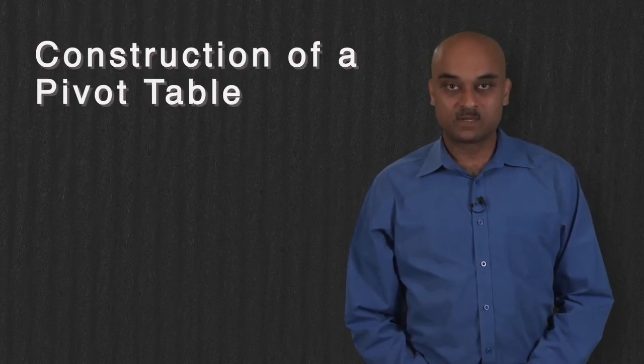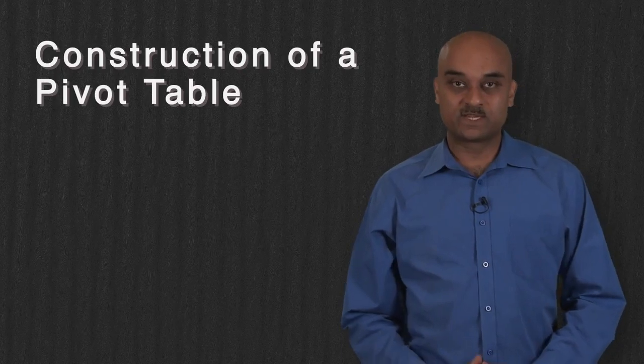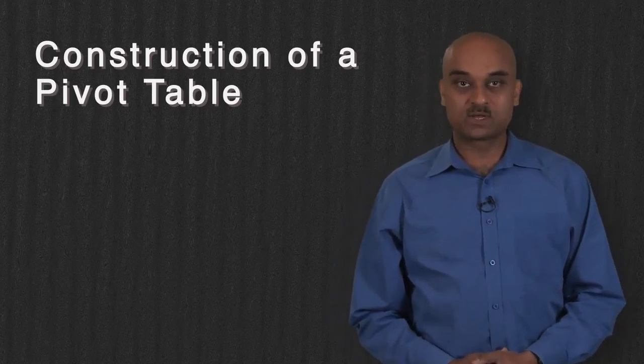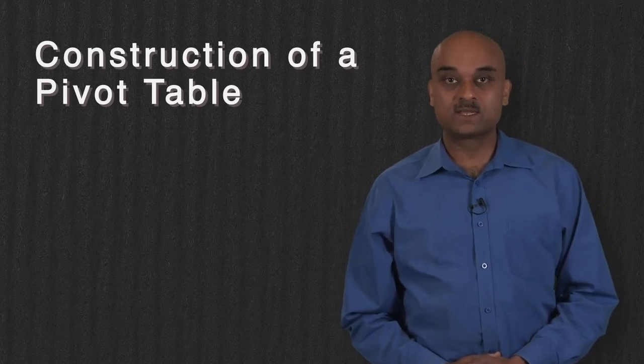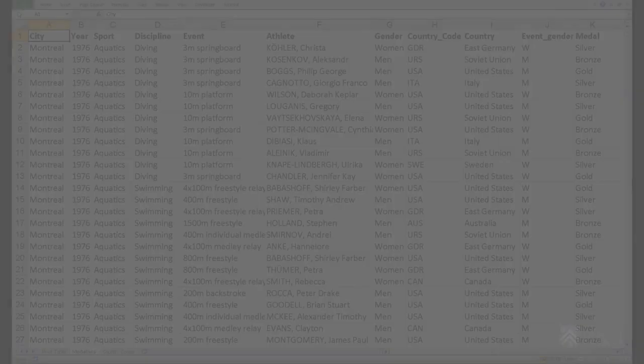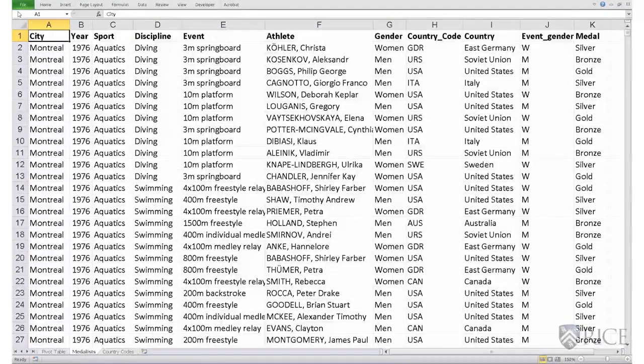This lesson continues with the construction of a pivot table which we introduced in the previous lesson. We further explore various options available to summarize data and present it in a pivot table, also known as a summary table. Continuing with our study of pivot tables, we are working on a file that contains all Summer Olympic medal winners from 1976 Montreal Olympics to the 2008 Beijing Olympics.